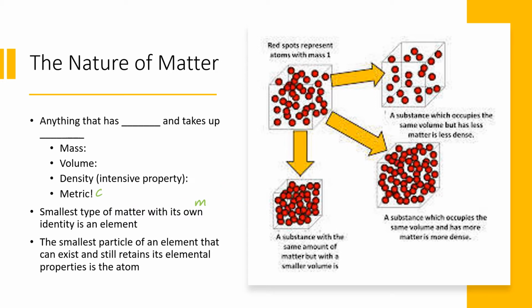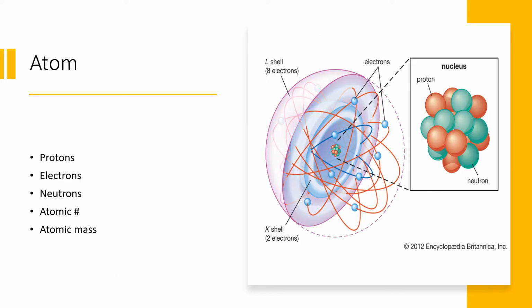Here we go. The smallest type of matter with its own identity is an element, and the smallest particle of an element that can exist and still retain that element's properties is an atom. So really, an atom is the smallest type of matter on Earth. An atom is made up of protons, which have a positive charge, electrons, which have a negative charge, and neutrons, which have no charge.